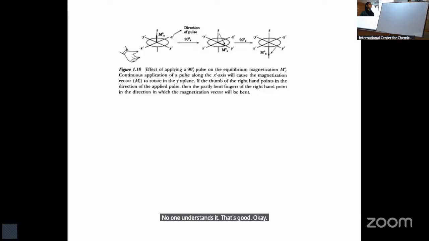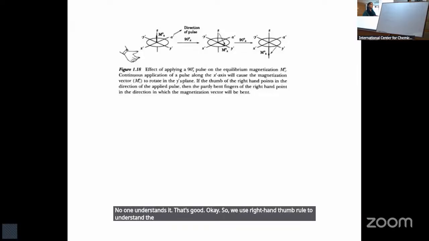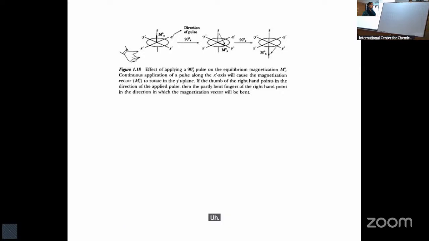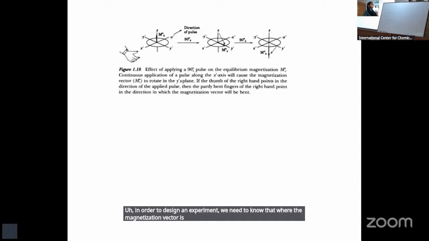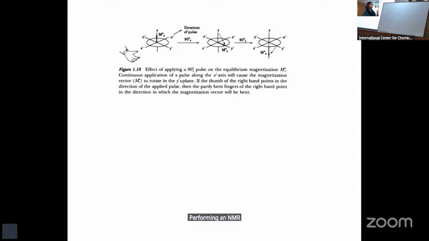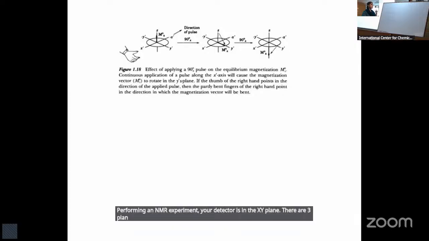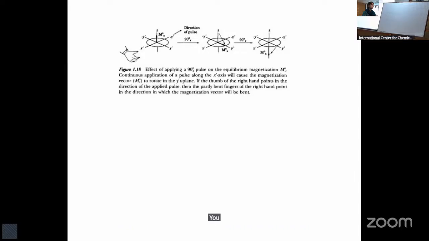We use the right hand thumb rule to understand the position of the magnetization vector. And why do we need to understand it? Because in order to design an experiment, we need to know where the magnetization vector is. When you are performing an NMR experiment, your detector is in the XY plane. There are three axes, X, Y, Z. You understand this? So our detector is in the XY plane.